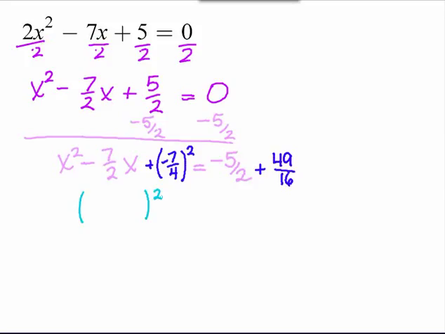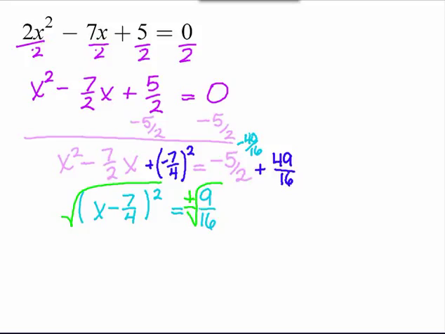What goes inside the parentheses? x minus 7/4. Very good. On the right side, I need to add negative 5 halves and 49/16. So actually, this would be negative 40/16 plus 49/16, which is 9/16. Now I need to take the square root, plus or minus.